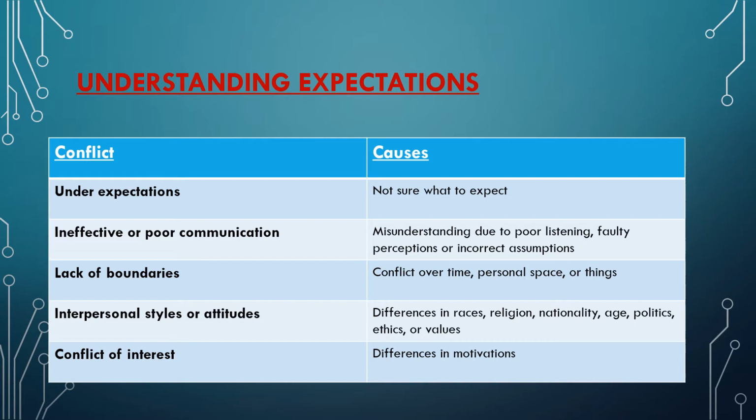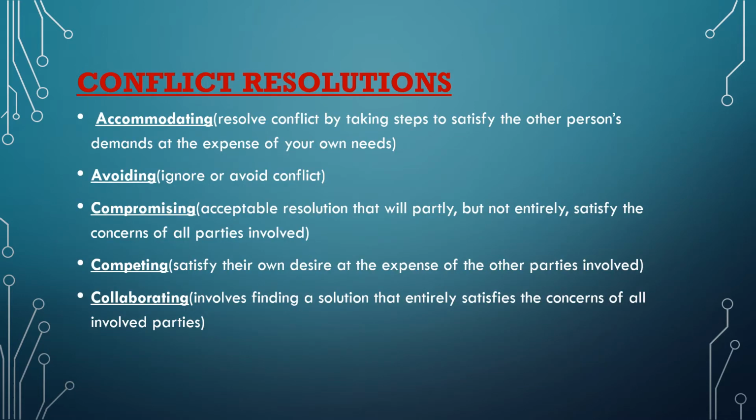Another conflict could be interpersonal styles or attitudes. The causes of this conflict can be differences in race, religion, nationality, age, politics, ethics, or values. Most times, others' attitudes are not our problem. Another conflict could be conflict of interest, and the cause of this conflict is differences in motivations. Now that we are aware of typical conflicts, we are going to describe conflict resolutions.